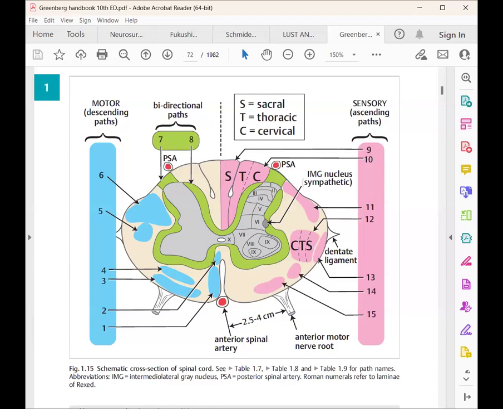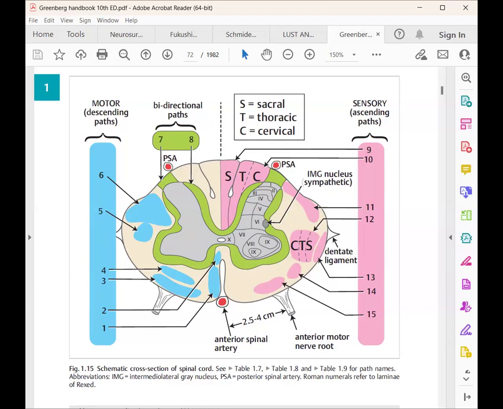Now, what is the difference between both of them? The difference is that in the posterior one, the short branches synapse in the nucleus proprius, which is Rexed laminae 3 and 4. Now, it's a little bit anterior. Pain and temperature was just at the level of Rexed lamina 2. Now it is coming to laminae 3 and 4 of the posterior gray matter. Long fibers enter the ipsilateral posterior column without synapsing. So, only a few of the fibers, the short fibers, synapse in the nucleus proprius at the level of laminae 3 and 4. Most of them, the long fibers, enter the same posterior column without synapsing and continue upward.